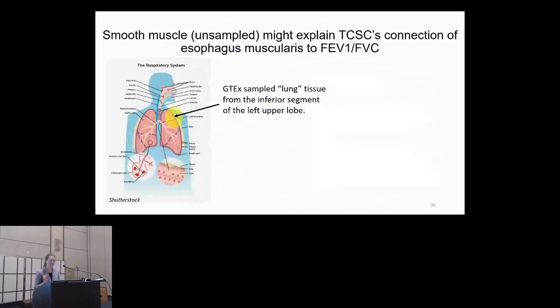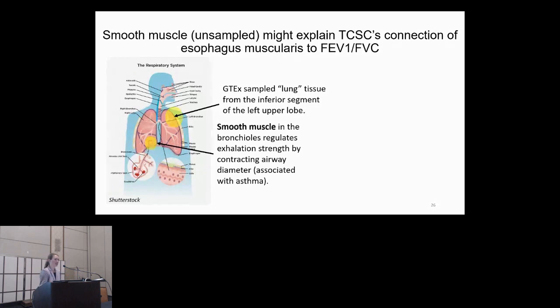So let's talk about some of these results. The association of esophagus muscularis with FEV1 over FVC might seem a little strange because we have lung tissue in the GTEx dataset. However, my method was not able to pull up lung tissue as a more likely causal tissue than esophagus muscularis. So what is going on here? I dug a little bit into where the samples for the GTEx tissues were coming from to make sense of what might be happening. In GTEx, they sampled lung tissue from what's called the inferior segment of the left upper lobe, which is highlighted in yellow.